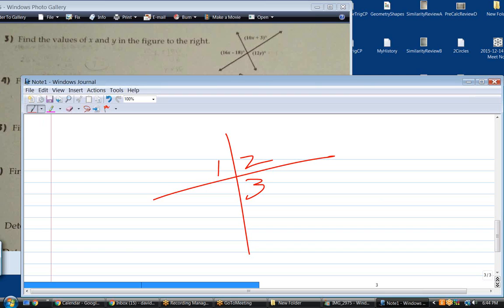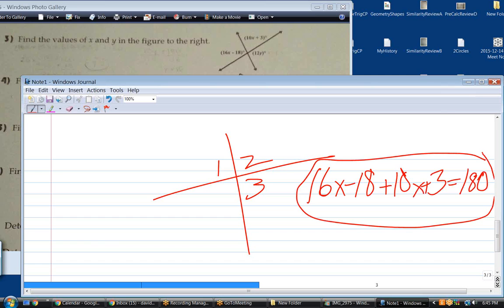But what can I do in order to solve for x? I need an equation that only has one variable. So you can take the 16x minus 18 and equal it to 10x? Is it equal to this angle? What was the relationship between these two angles? They're a linear pair. They're supplementary. All linear pairs are supplementary, but the key here is they add to 180. So let's add them and let them equal 180. Now that's an equation I can solve because there's only one variable in it.